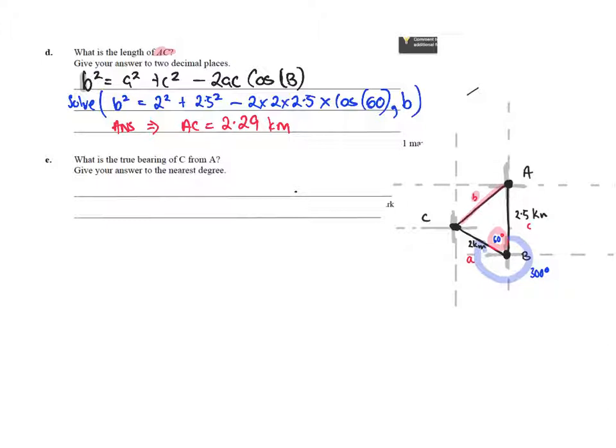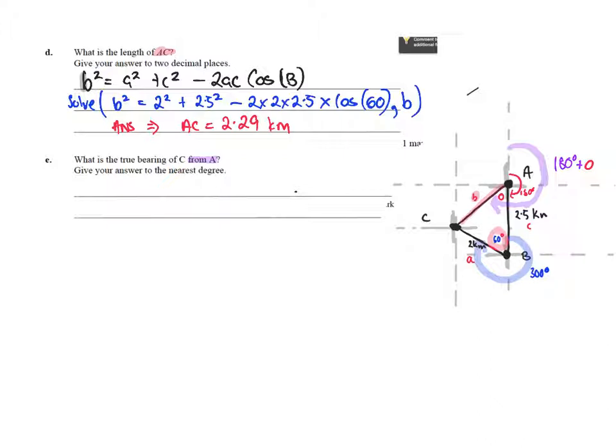Now, the last one, and I'm sure they're your favourite at this stage. What is the true bearing of C from A? So you've got to go from A all the way around to the line that joins C. Now, can you see that from here to here is 180, and then plus this angle, yeah? So that would be 180 plus the circle, which would give the answer.